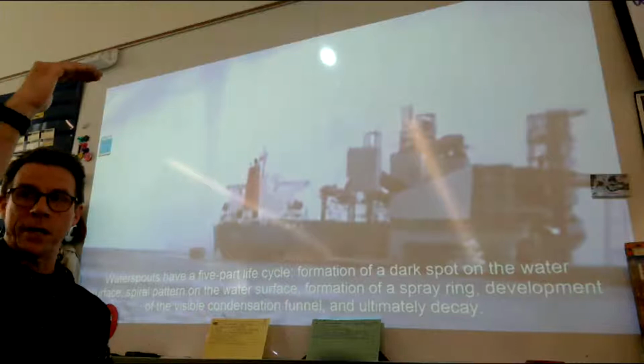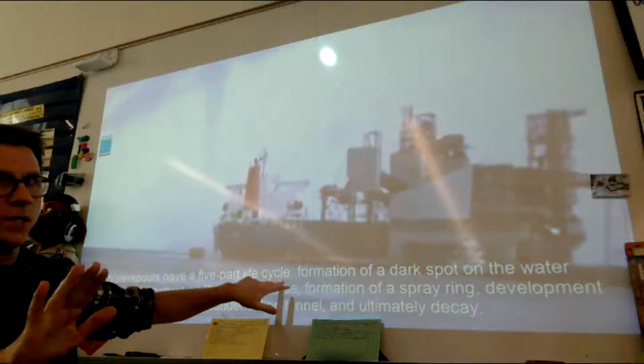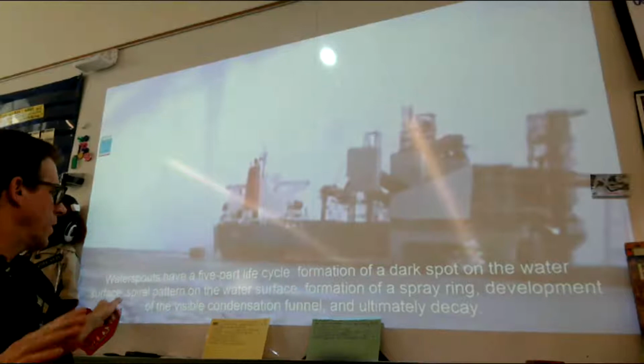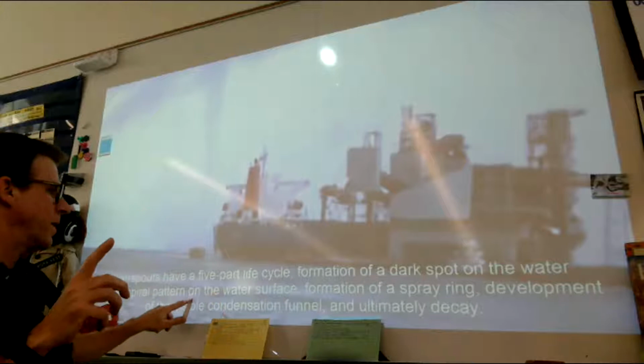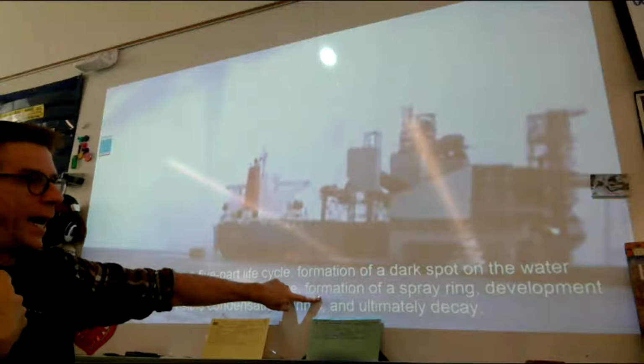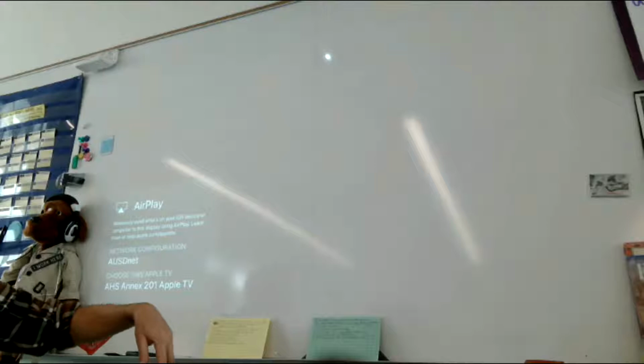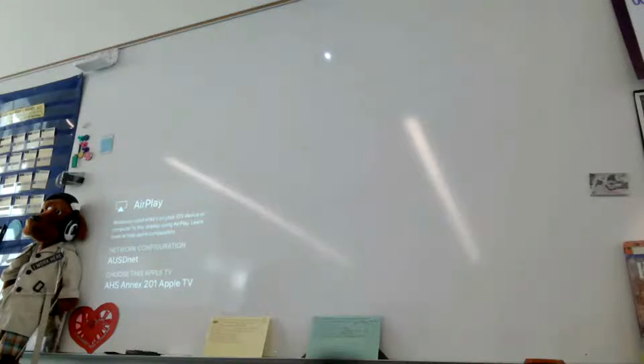So waterspouts have a 5-part life cycle, pretty straightforward, right? Formation of a dark spot on the water surface, that part's pretty straightforward. A spiral pattern, hopefully someone knows what a spiral pattern is. Formation of a spray ring. Now I have never heard of a spray ring. So this is the sort of thing, if you use vocabulary like that, wait for it. What?